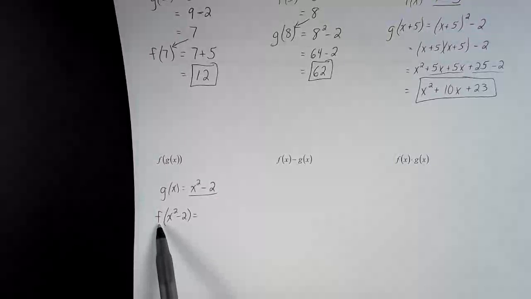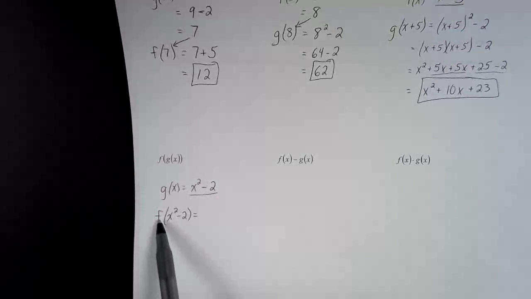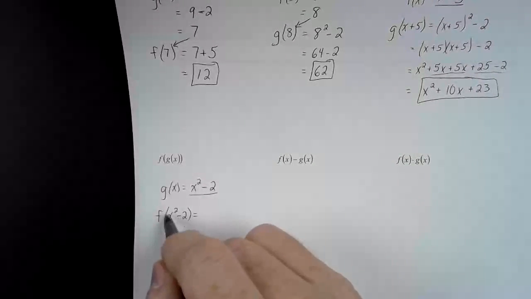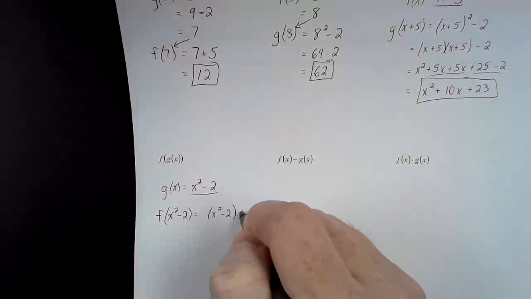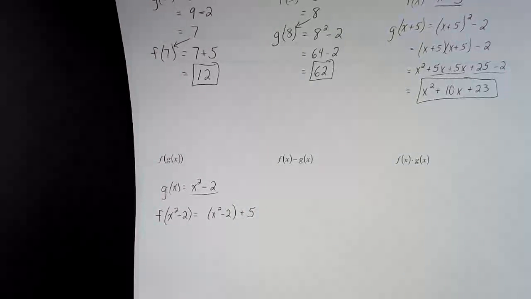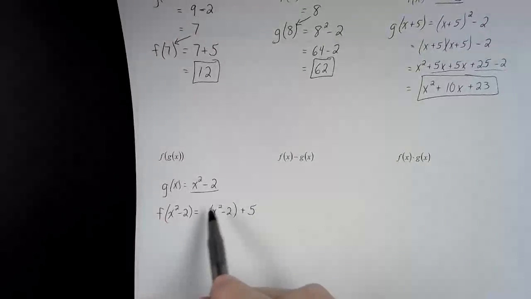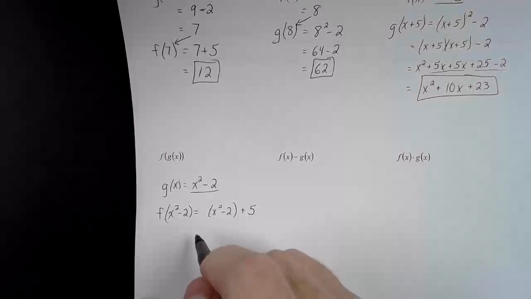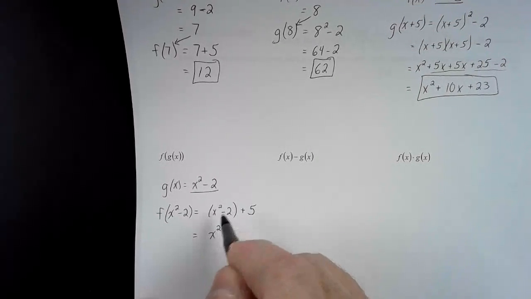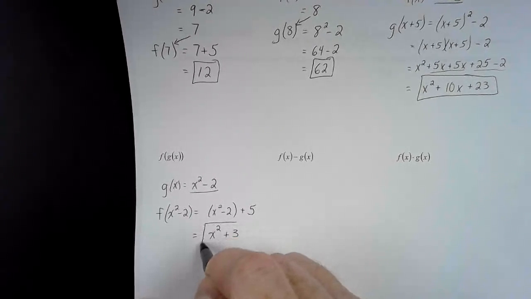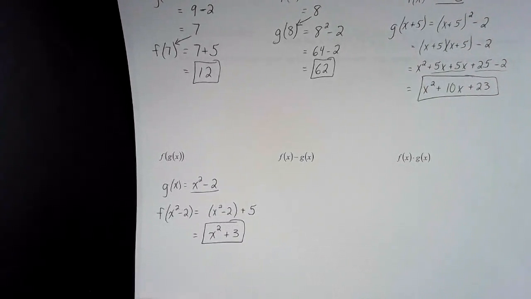So now I'm going to f. Whatever letter is outside the parentheses is the function you use. So I'm going to use that x plus 5 function. So this is our x squared minus 2 plus 5. And there's no multiplying here, so we can just simplify this. X squared, and we have minus 2 plus 5 is a plus 3. So that is our answer for that one.